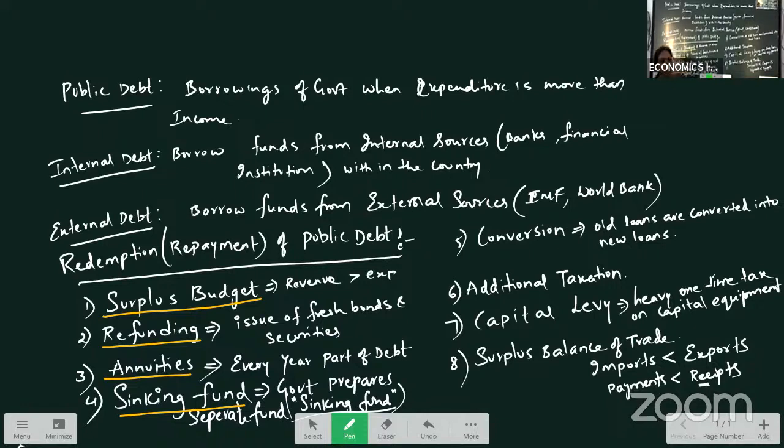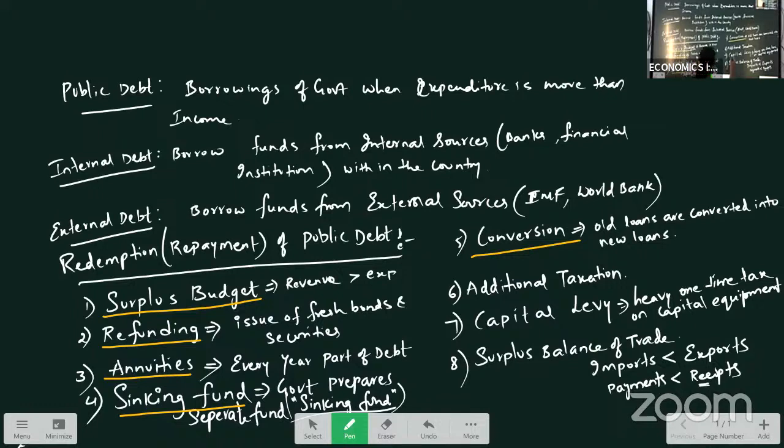So this sinking fund is used to repay the debts. Conversion. Conversion means old loans are converted into new loans. When the government could not repay the old one, they will take a new loan, and they will use that new loan to repay the old loan.